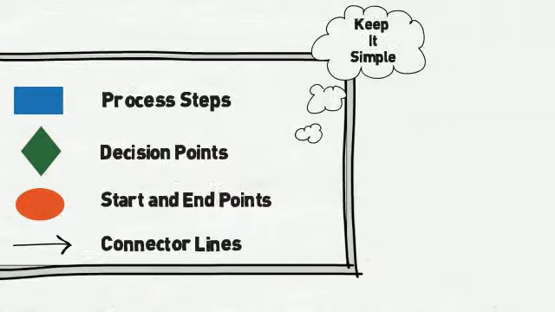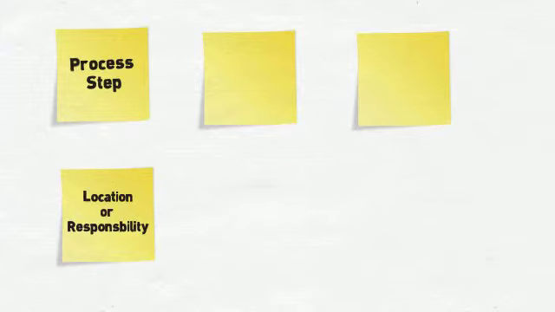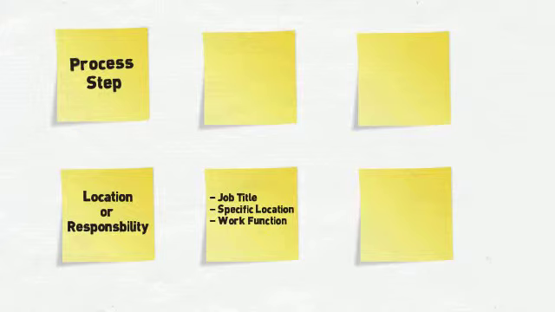Once the start and end boundaries have been determined from your SIPOC, on Post-it notes, list each of the process steps. Also, list each location or responsibility for each step performed. Depict either individuals by job title, specific locations, or work functions. Select one axis to indicate process steps and the other to indicate location or individual.